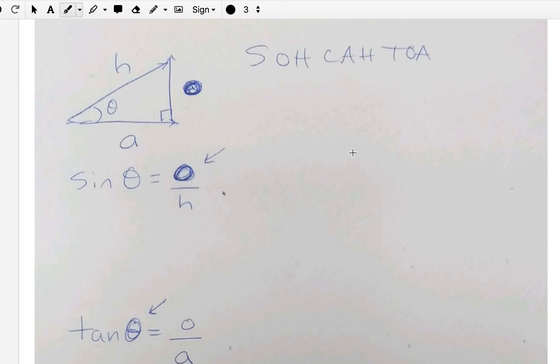SOHCAHTOA, solve for the opposite side: multiply both sides by h. O equals h sine theta.